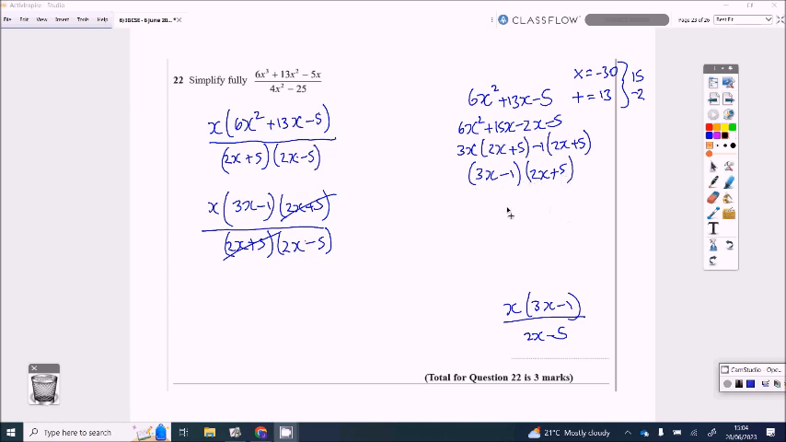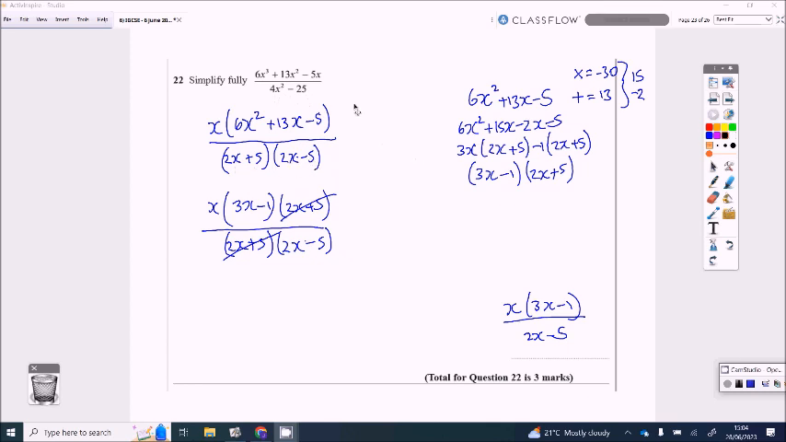So that's my numerator. Now, with the denominator, you've just got to spot that this is the difference between two squares. Okay, this is a square number taking away another square number. So 4x squared minus 25 becomes 2x plus 5, 2x minus 5.